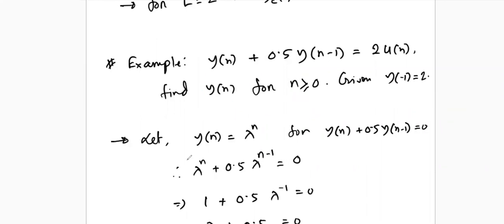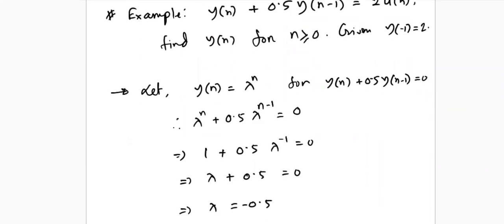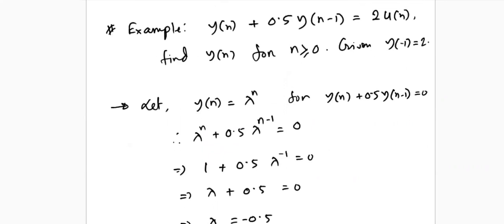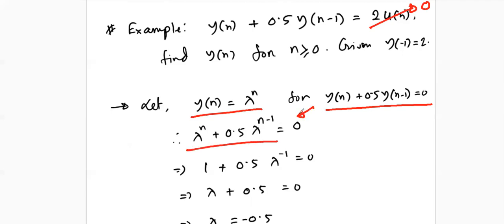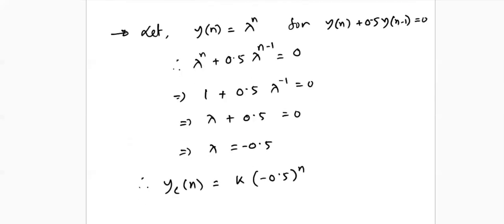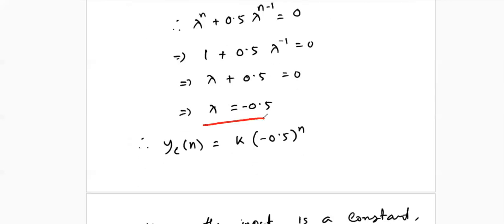Okay, so step number 1, we need to focus on the complementary solution. In the complementary solution, the input should be equal to 0. Then the equation looks like this. This is called the homogeneous equation. For this one, try yn equal to lambda to the power n, put it into this equation, and eventually we'll find this value: lambda is equal to minus 0.5.